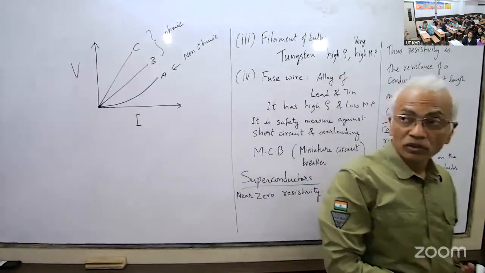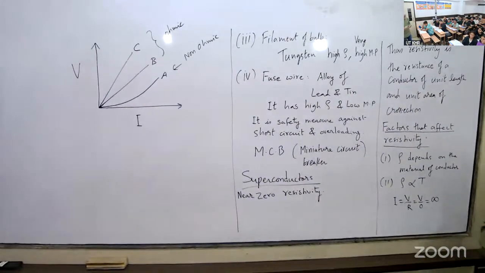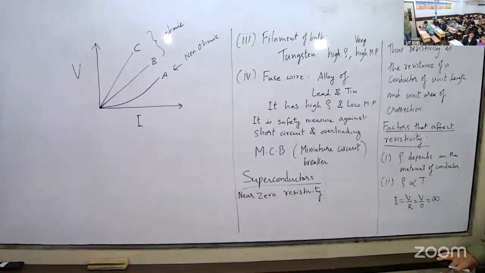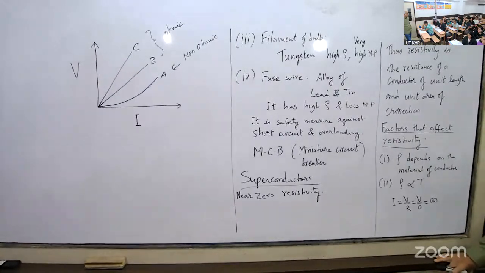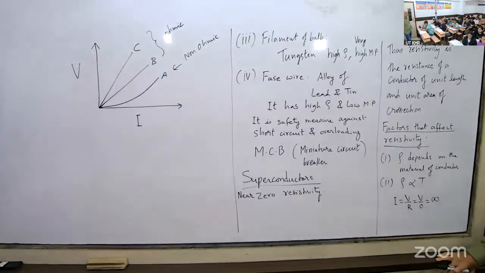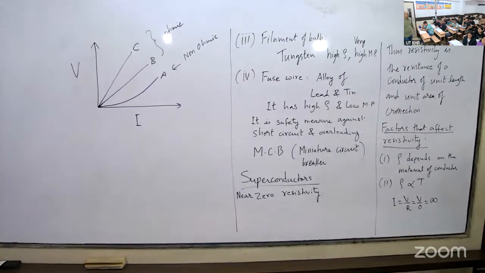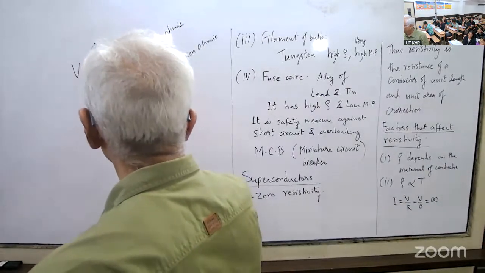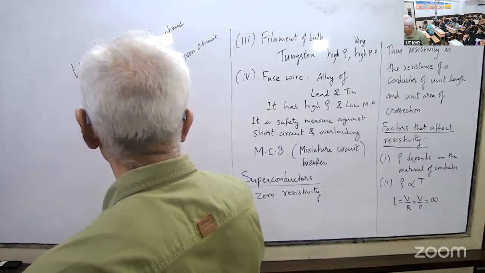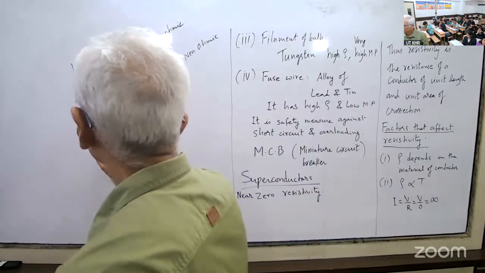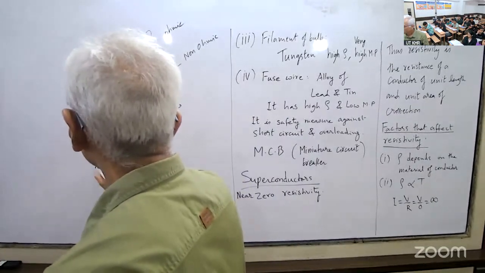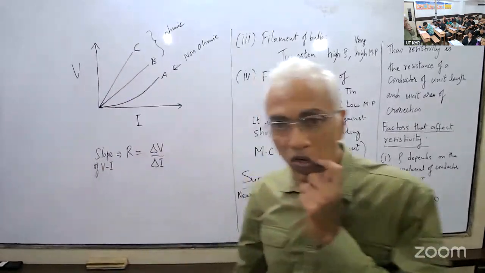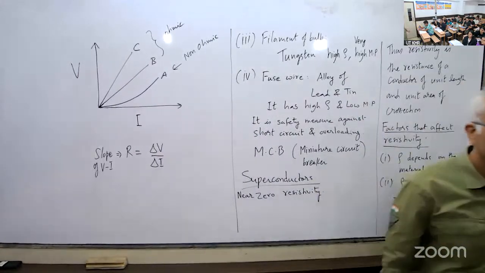Which is most suitable to be used as connecting wire? C has high resistance or low resistance? Look at the slope. Low resistance. What is resistance? Slope, no? Slope of VI graph gives you resistance. Whose slope is high, C or B?